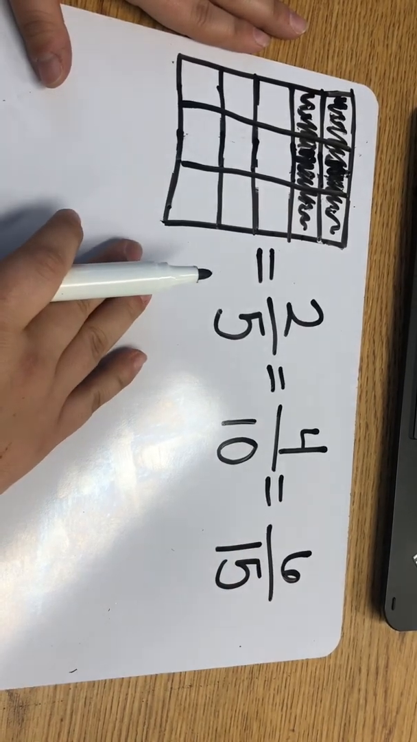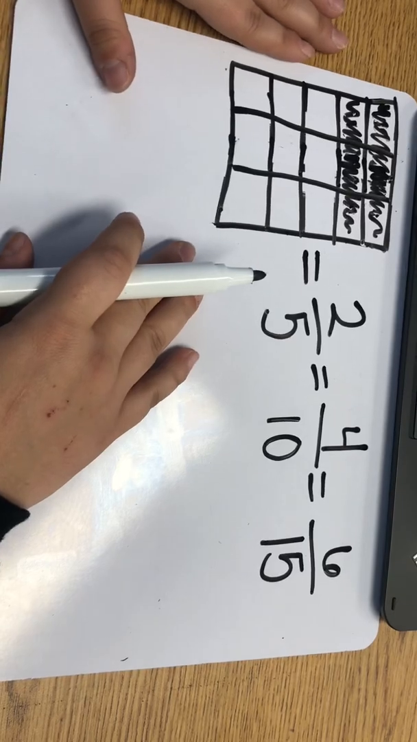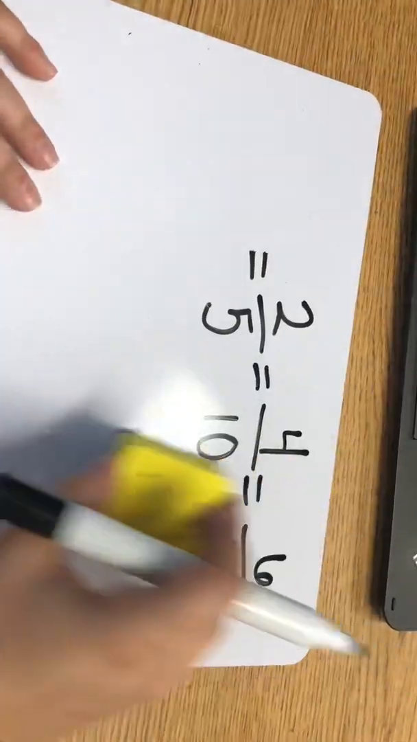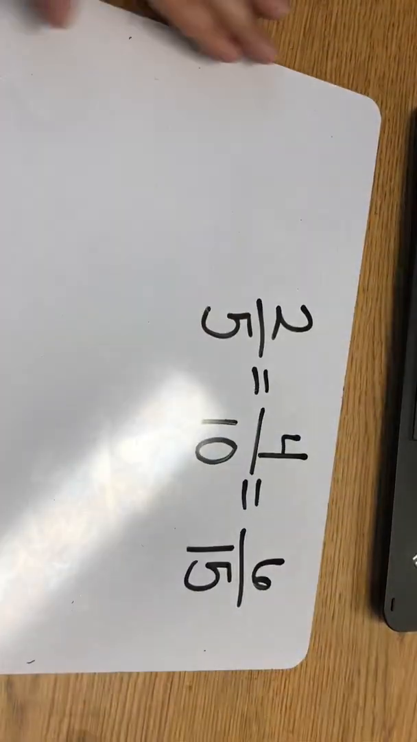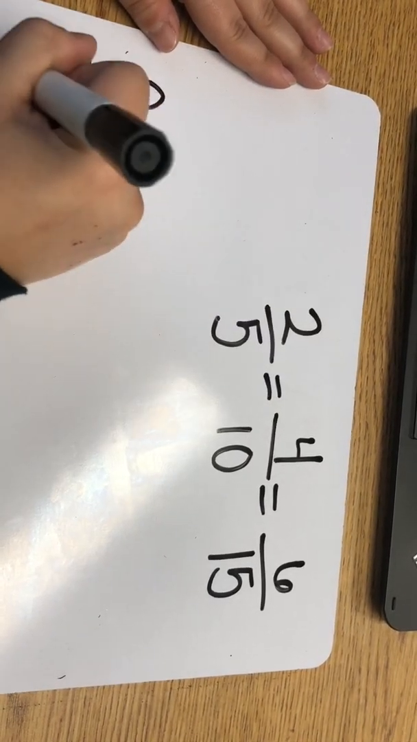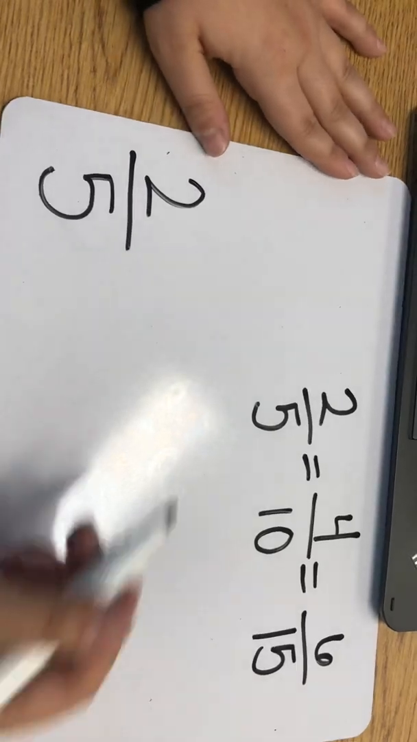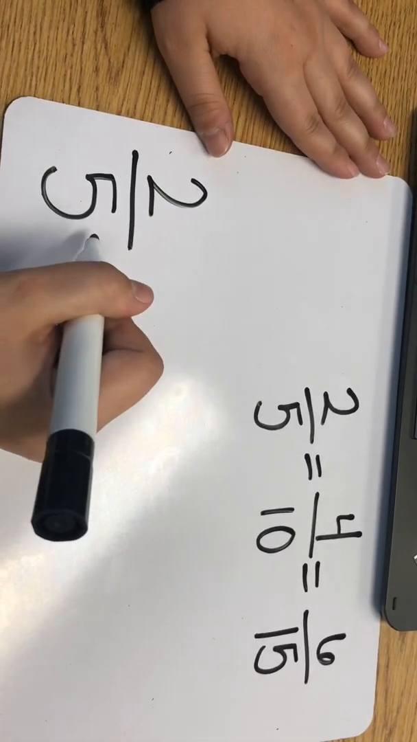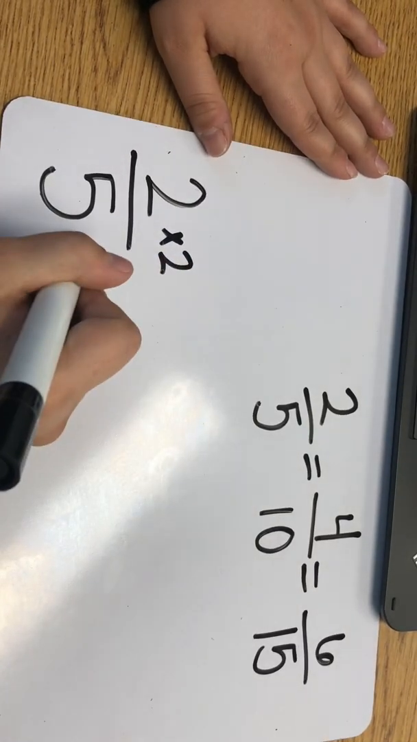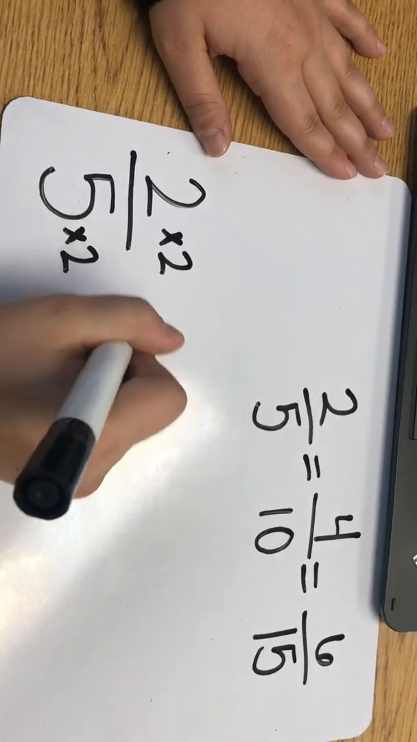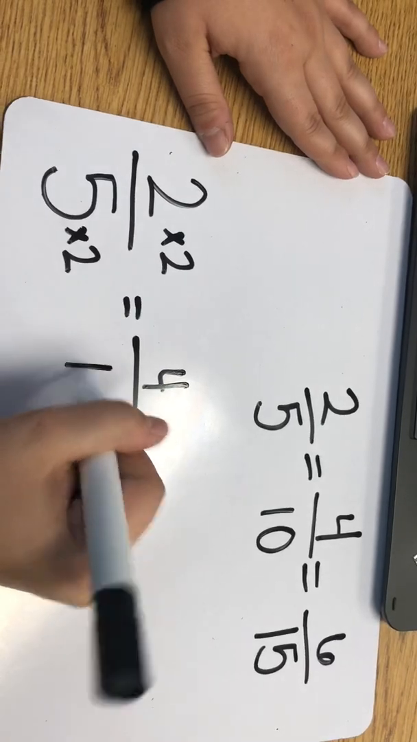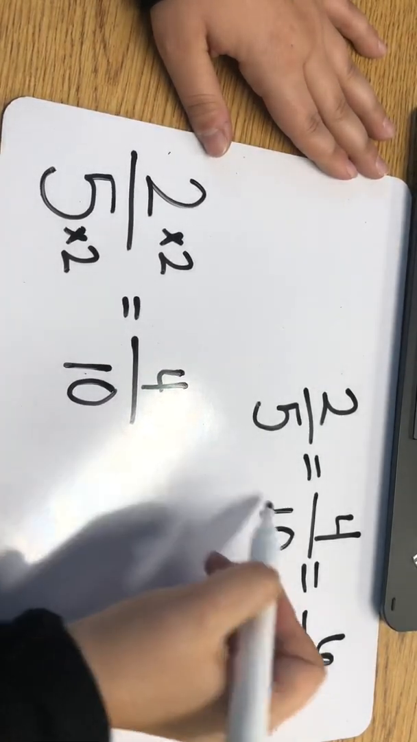If I didn't have a model to draw and I needed to find equivalent fractions for 2/5, let's erase this. If I didn't have a model and I wanted to find equivalent fractions for 2/5, I could just multiply my numerator and my denominator by the same number. So 2 times 2 and 5 times 2 would give me 2 times 2 is 4 and 5 times 2 is 10, 4/10. Look at that.